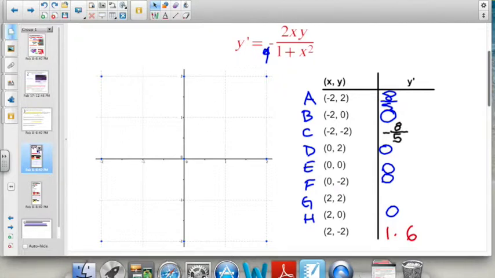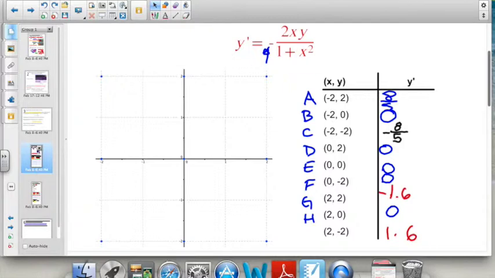Table G2. Negative 1.6? Okay. Do you notice there are a lot that are 0? Does it make sense that there should be a lot that are 0? You're going to have 0 slope wherever what occurs? Horizontal.